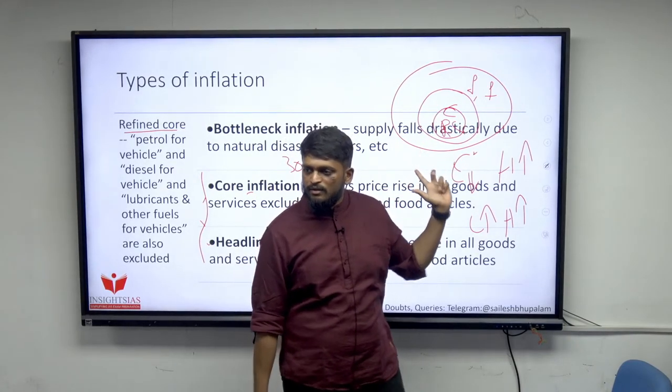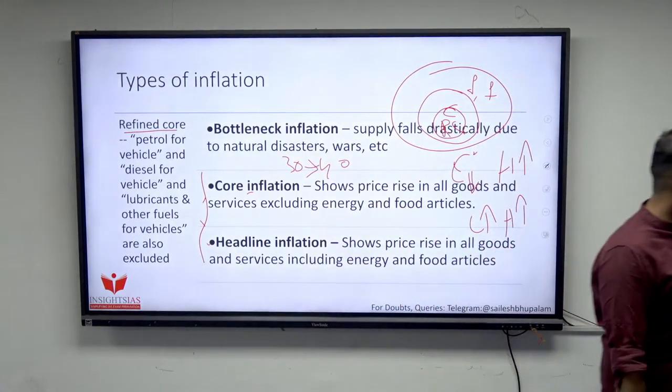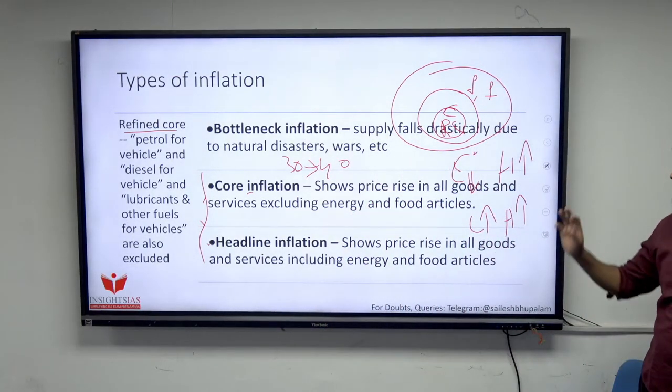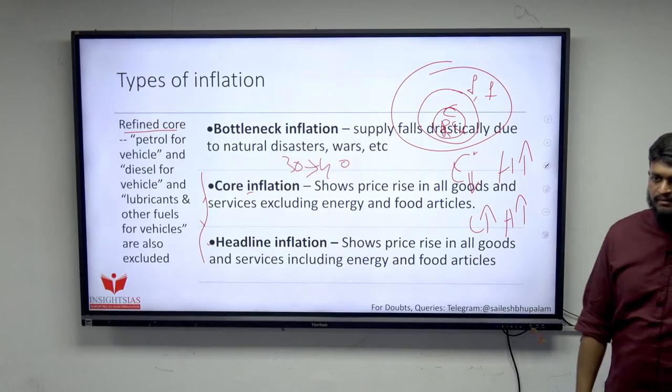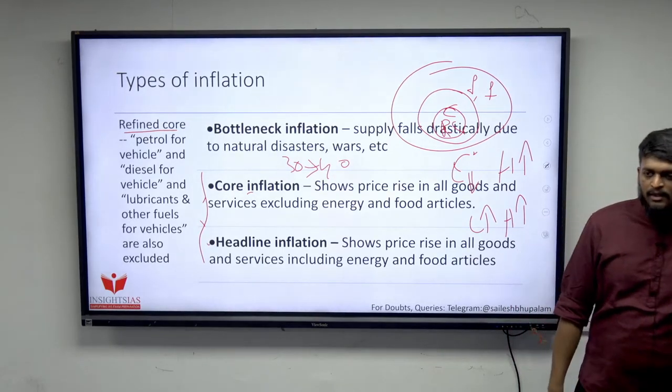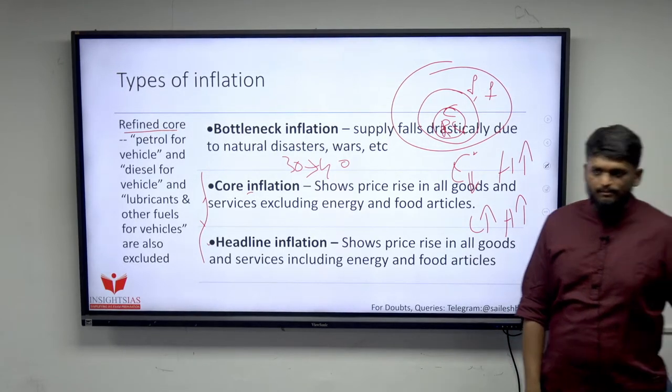You understood this? This is basically the meaning of refined core inflation and headline. Refined core is a probable question in exam because it is current affairs and a recent concept that they have created. Everybody is clear so far?